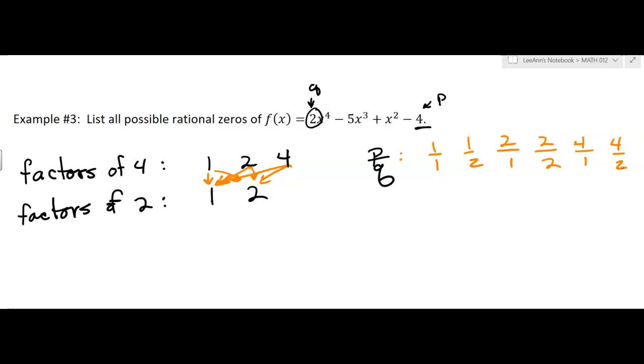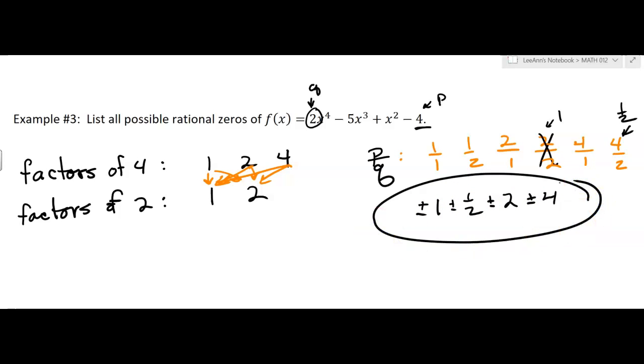Now I'm going to simplify them. So 1 over 1, that's 1. I get 1/2. I get 2. I get another 1, but I don't need to write it again. I already have 1 as a possibility. And I get 4. That's okay. And then this is going to equal 1/2, but I already have that. So this one equaled 1. So you don't have to repeat them. All right, and then put in the plus or minus, and that gives you all the possible rational zeros for that function. There are 8 possibilities: plus or minus 1, plus or minus 1/2, plus or minus 2, and plus or minus 4. So those are the possibilities.